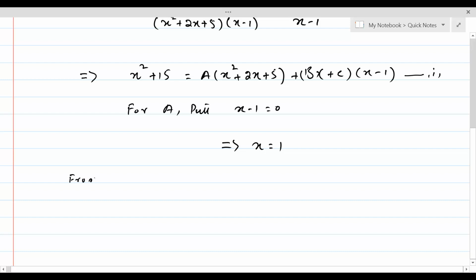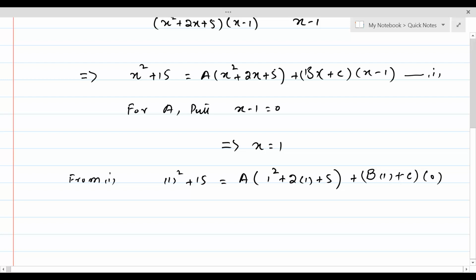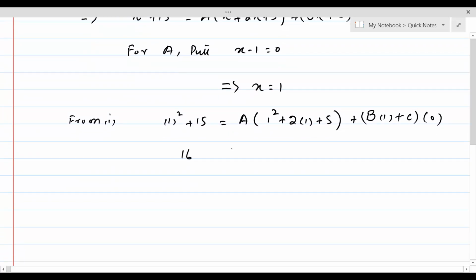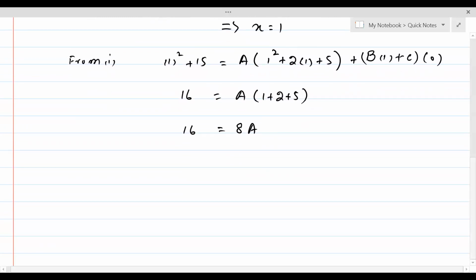From equation 1 we have 1 squared plus 15 equal to a into 1 squared plus 2 times 1 plus 5, plus b times 1 plus c into 0, because we already put x minus 1 equal to 0. So now we are left with 16 on this side equal to a into 1 plus 2 plus 5. So this will give us 16 equal to 8a, which means the value of a is 16 over 8, so a is equal to 2.